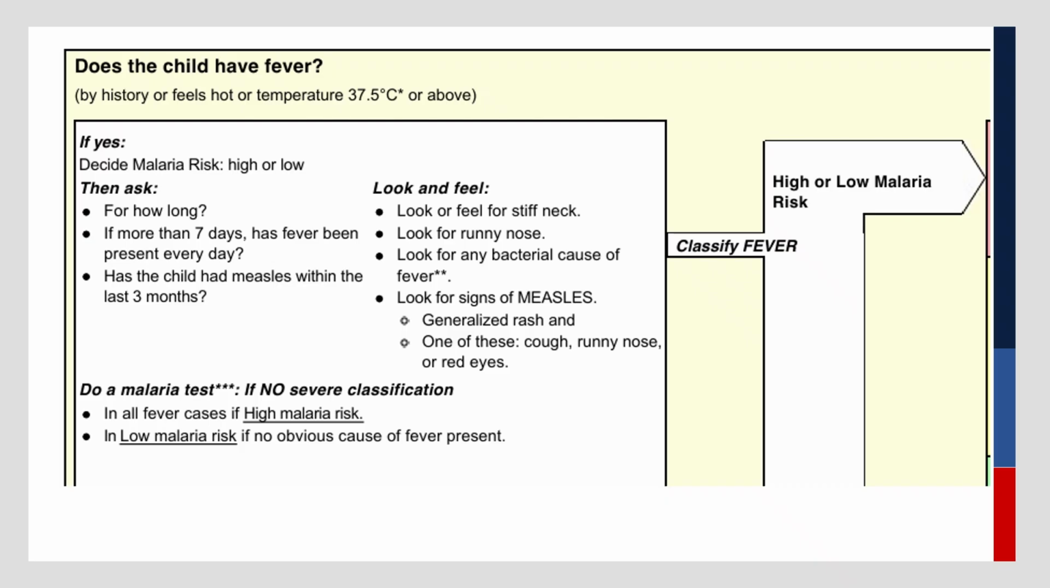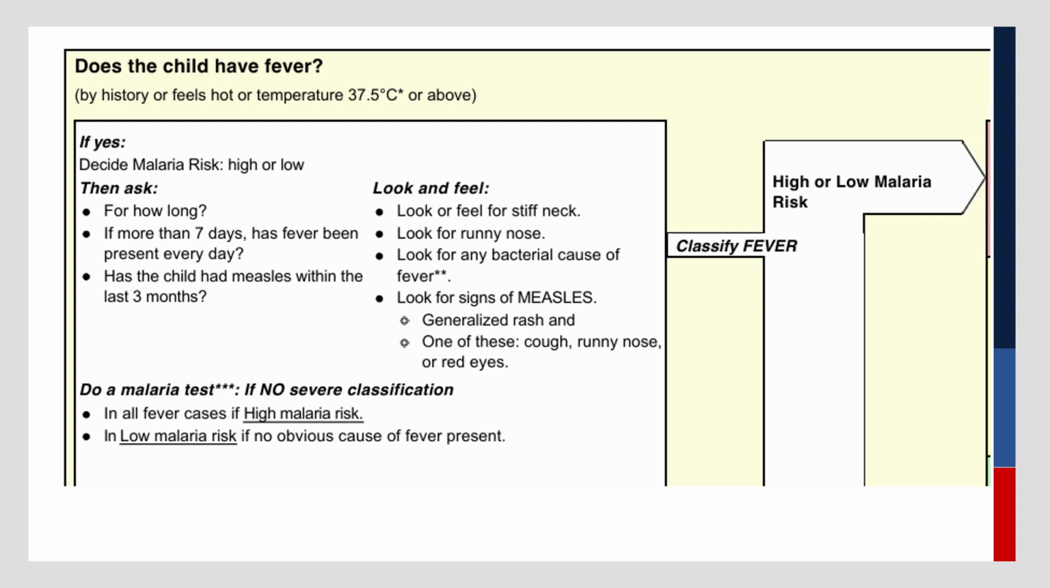Remember, we said ask, then look and feel. So you're going to look and feel for stiff neck. Stiff neck could also be found in meningitis. You're going to look for runny nose. Runny nose means the child might be having viral infection. You're going to look for any bacterial cause of fever. It could be in the throat, it could be in the ears, and look for signs of measles if the child is currently having any rash, cough, runny nose, or red eyes.